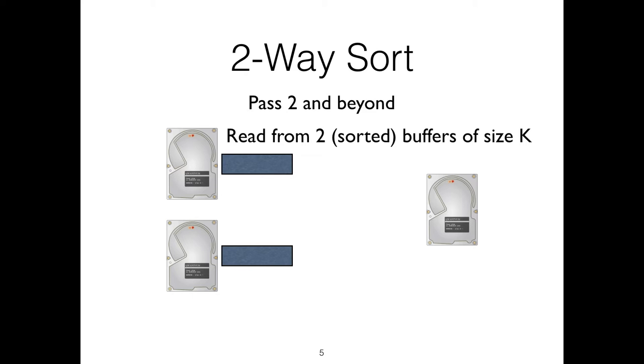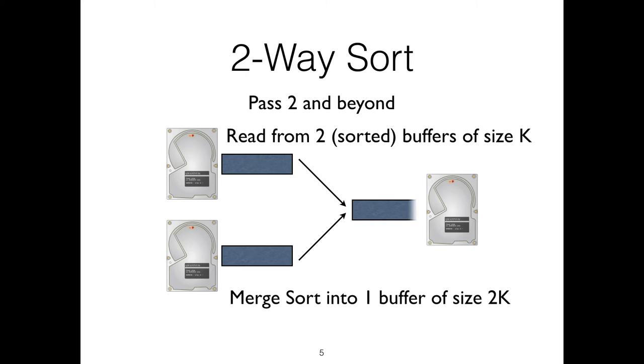So I read in two buffers. If I merge sort them into one buffer that's twice as big, I only ever need to be looking at one page of memory from each buffer at any given point in time. So again, I'm still using constant memory, but now I've essentially taken my two buffers and turned them into one somewhat bigger buffer. Now that I've merged two pages together, I have a bigger buffer.